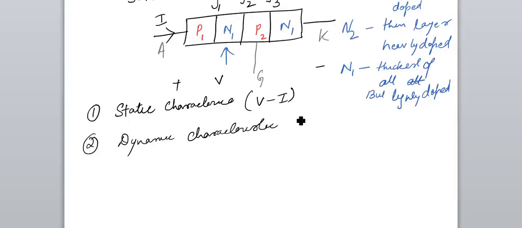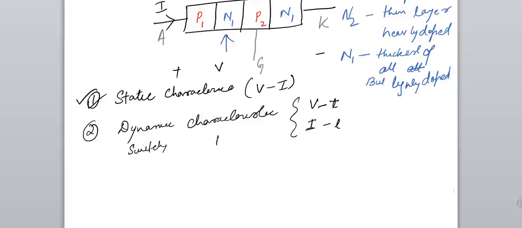Now for your dynamic characteristics, we will draw the V versus time graph, meaning change of voltage with respect to time, change of current with respect to time. So this is the dynamic characteristic, or switching characteristic. This is the difference between these two characteristics. First we will learn about static characteristics.